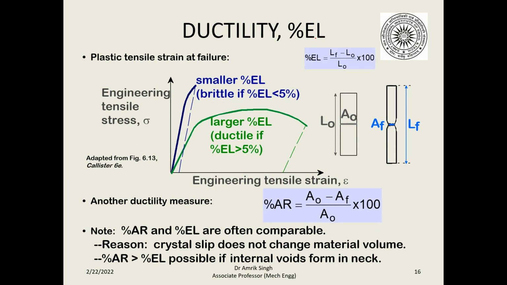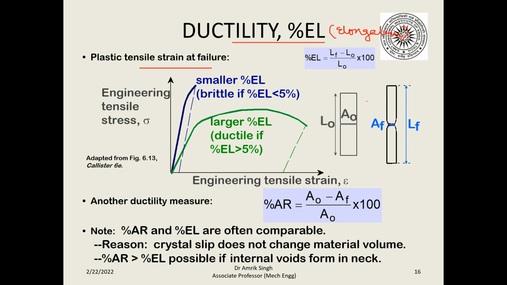Then we have talked of ductility also, which is also known as percentage EL, where EL means elongation. Ductility represents the plastic tensile failure. So percentage elongation is final length minus original length, divided by the original length, times 100. So it is like this.